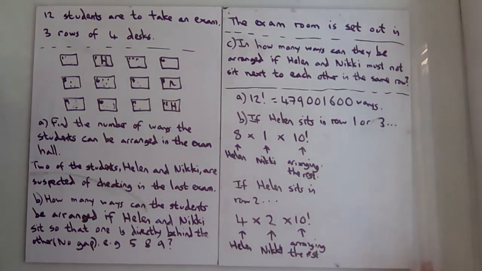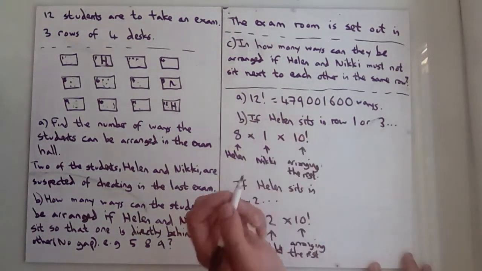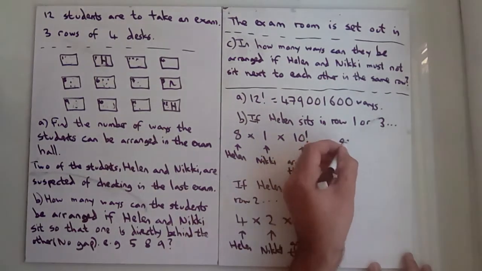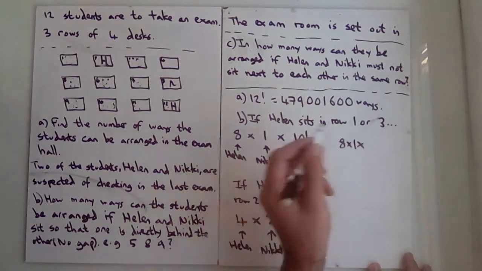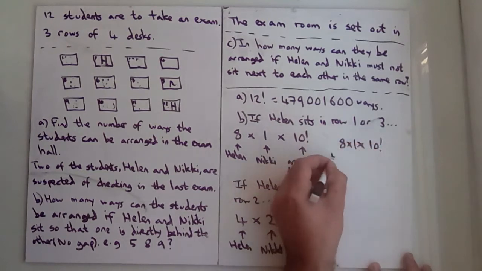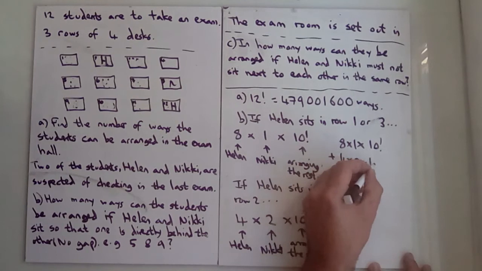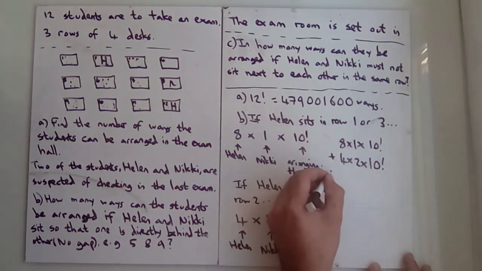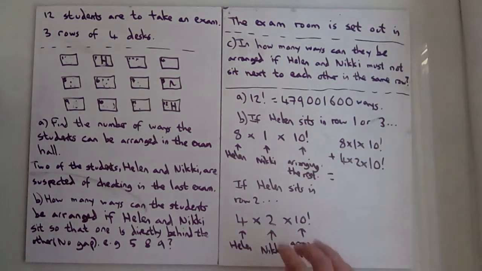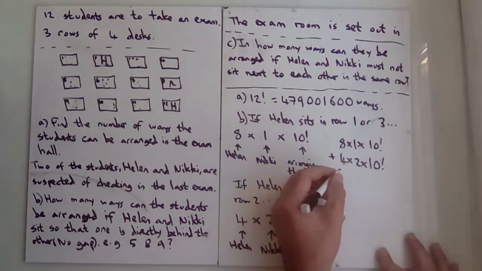So I need to do 8 times 1 times 10 factorial plus 4 times 2 times 10 factorial. And we're adding because it could happen in this way or in the other way. So we need to add. And the answer to that is 580,608,000.